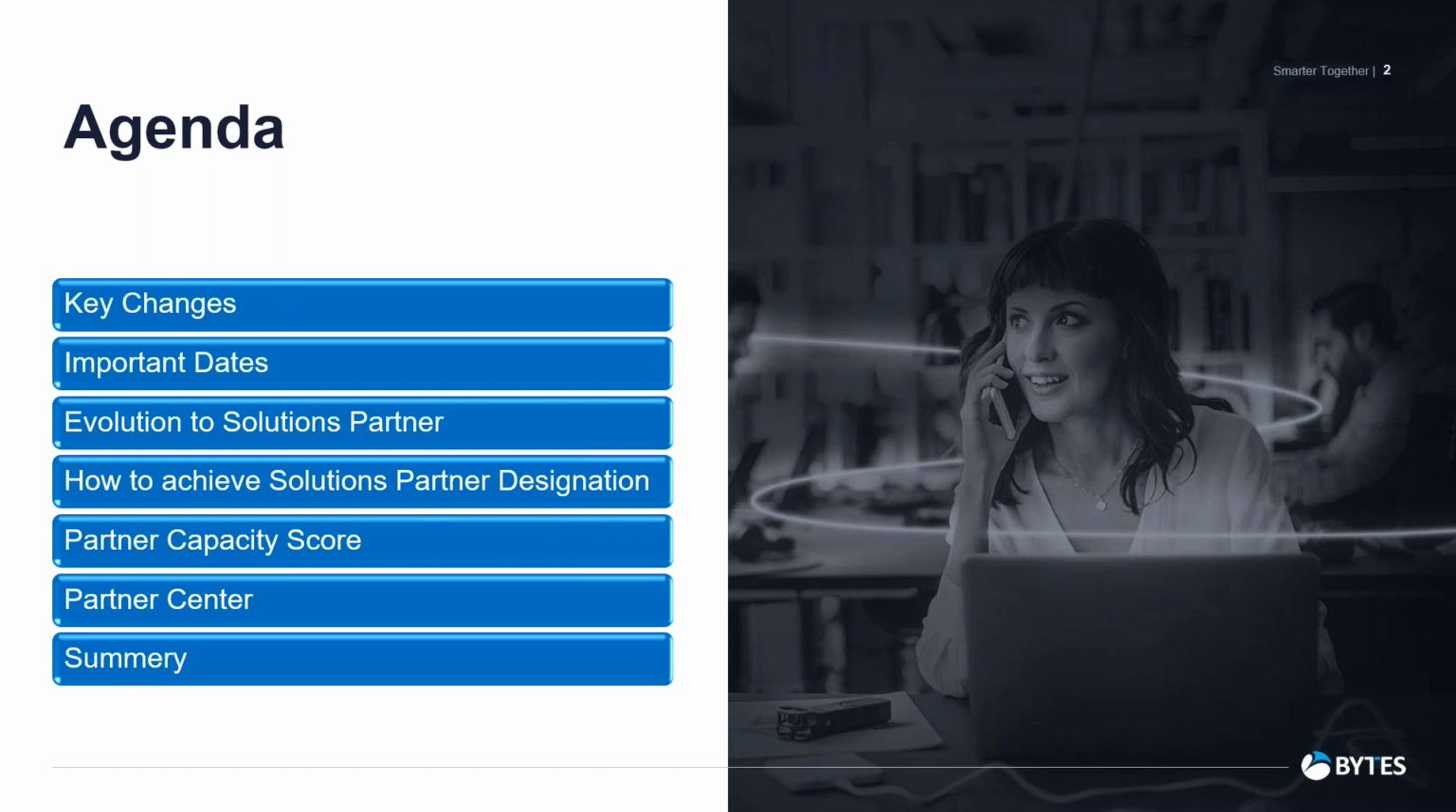I'm going to go through how you can evolve yourselves from a gold or silver partner to the new solution partner designations. I'm going to run through how it's scored, and how we can work towards achieving those new accreditations together. I'm going to show you the partner center and how you can track your performance within it, and measure what you actually need to do to achieve these new designations or accreditations. And then we'll summarize it.